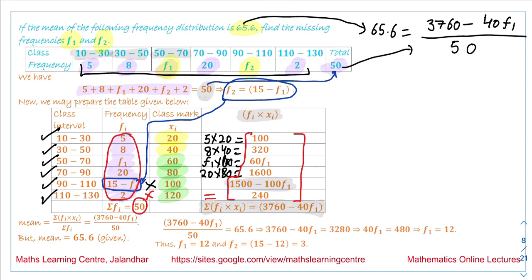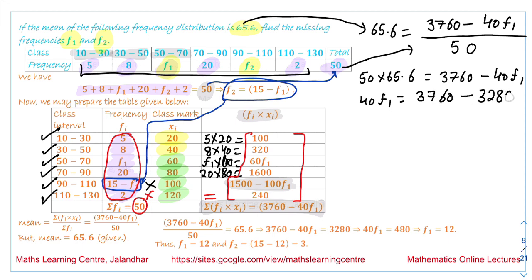On solving this, we get 50 into 65.6 is equal to 3760 minus 40 f1. On solving these values, we get 40 f1 is equal to 3760 minus 3280. So the value of f1, on solving this, is equal to 12.